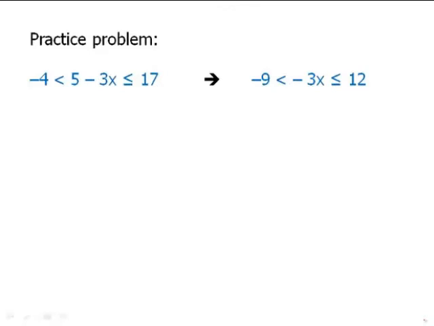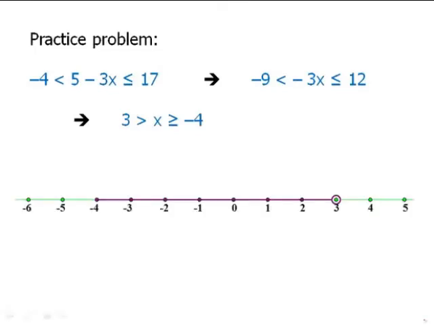That's how we get -4 minus 5 is -9. We cancel the 5 in the middle, and then 17 minus 5 is 12. So we have subtracted 5. Now we're going to divide by -3 to get the x by itself. And of course, if we divide by a negative, it means both those inequality signs have to flip around. So they flip around like this, and then we get x is between. So x is greater than or equal to -4 and less than 3. So this is the solution range.